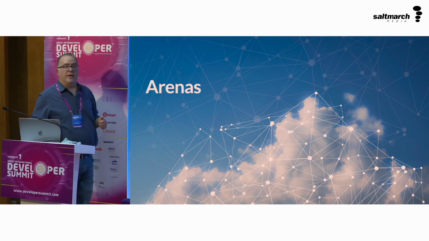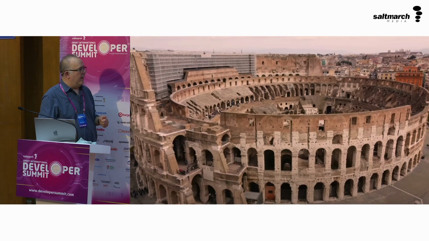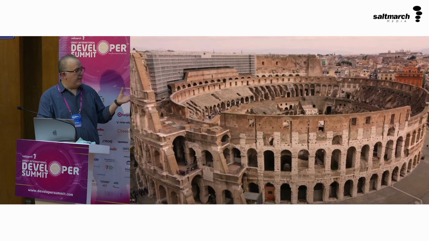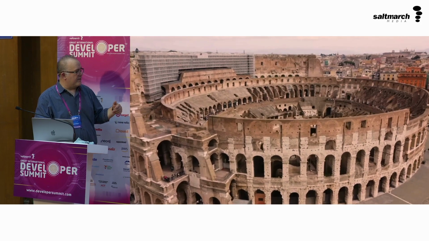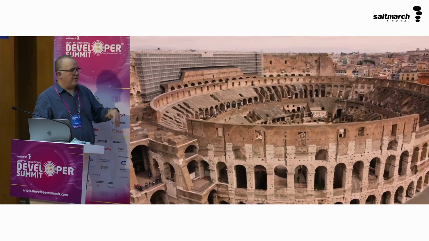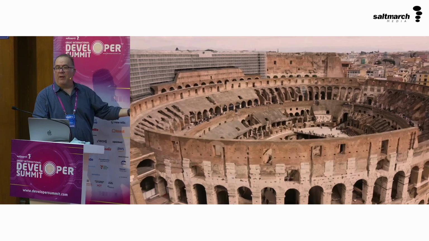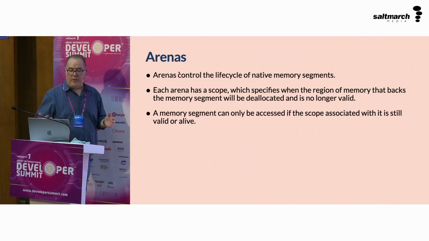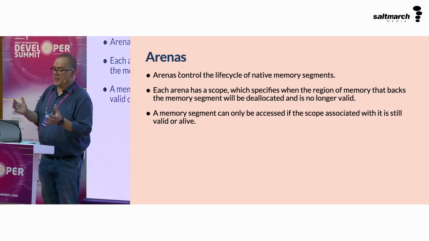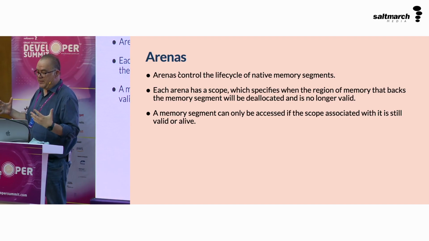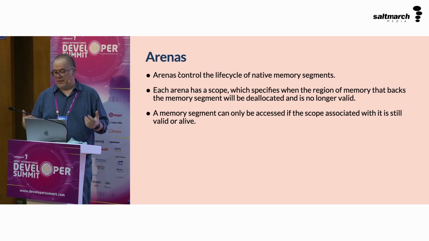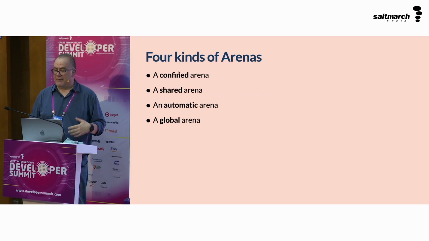So we have arenas. And so what's an arena? An arena is very much like this, right? Everything is going to be self-contained in here. And, I think you've been to the Coliseum before. So this would be essentially your playground, the one that you use, okay? And that's the idea for an arena. So arenas control the life cycle. Each arena has a scope, which specifies the region of memory that you want to use, and can be accessed if the scope associated with it is still alive or not.